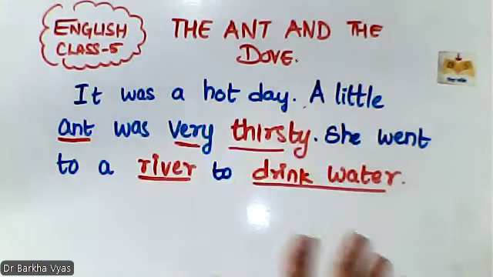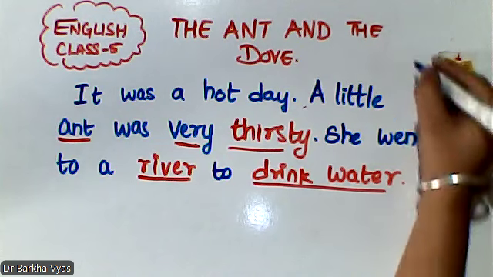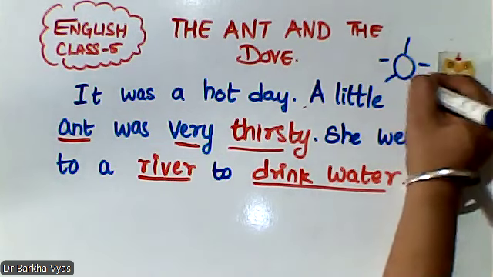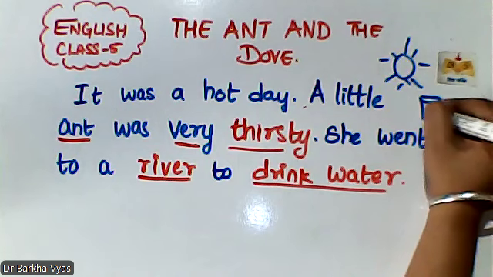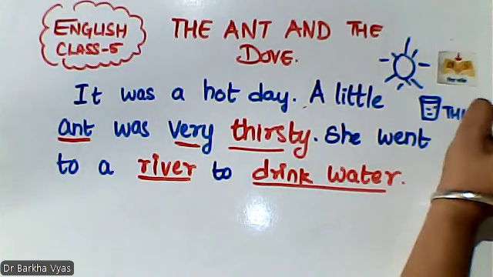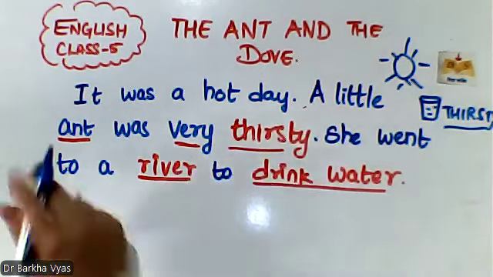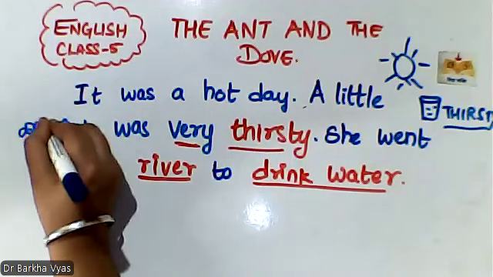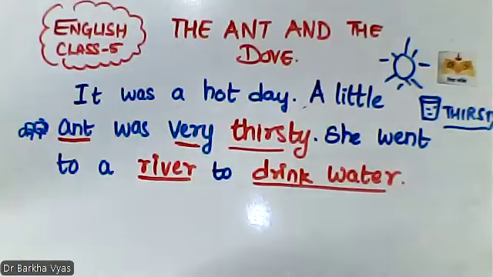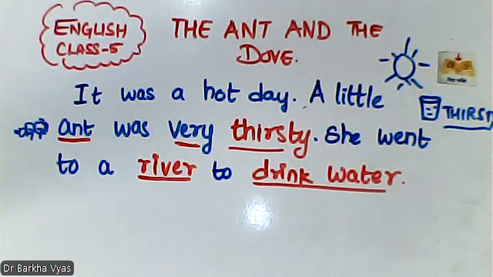It was a hot day, यानी कि बहुत गर्म दिन था। जब गर्मी होती है, when there is a lot of sun outside, then we feel a lot of thirst. We feel thirsty. So we want to drink water. So where did the ant go? Where did our ant go? Where did the ant go, kids? She went to the river to drink water.